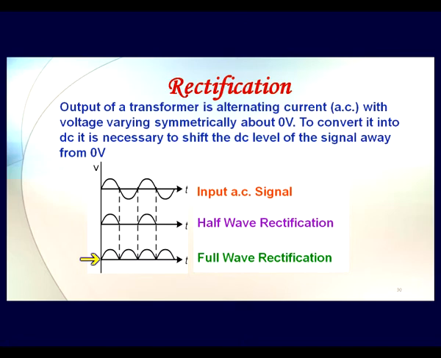So what we are achieving here is a wave which is fully utilizing the input signal, converting the negative half cycle into positive and effectively increasing the DC level of this circuit. This is called the full wave rectifier.